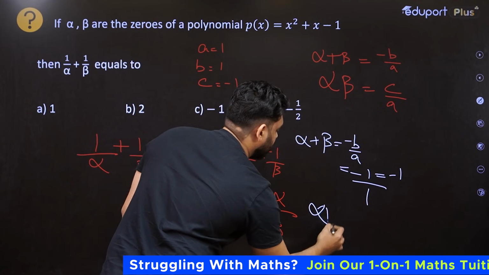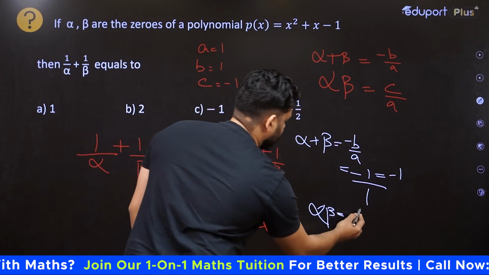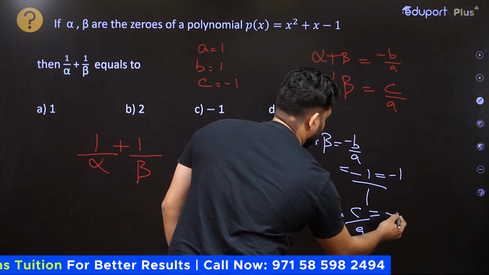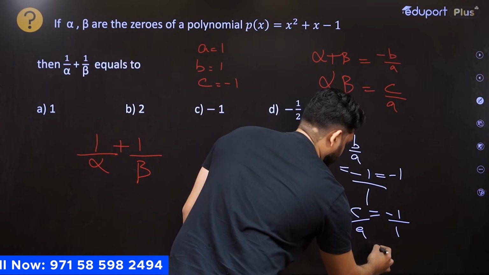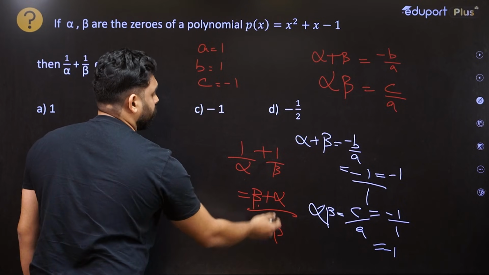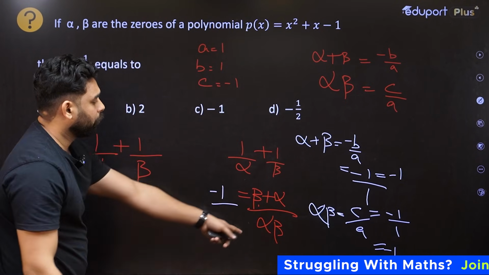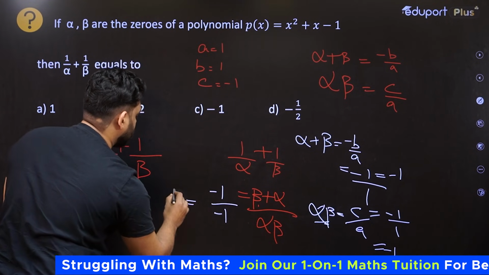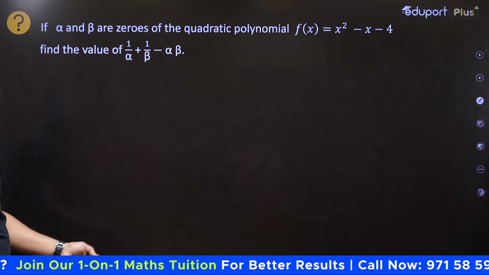Now find alpha beta. Alpha beta is nothing but c by a. Substitute for the value of c and a. C is minus 1 and a is 1. So it will be minus 1 by 1, which is minus 1. Now you got alpha plus beta as minus 1, and alpha beta is also minus 1. So minus 1 by minus 1 is 1. So the answer will be 1.